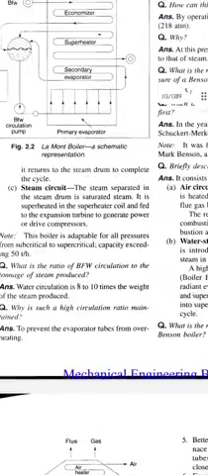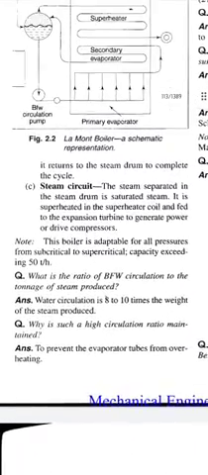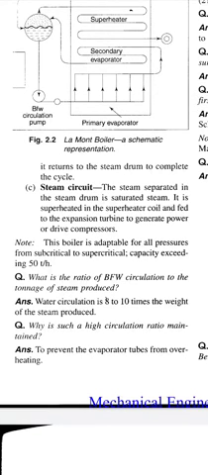So next question. What is the ratio of boiler feed water circulation to the tonnage of steam produced? Water circulation is 8 to 10 times the weight of the steam produced. Why is such a high circulation ratio maintained? To prevent the evaporator tubes from overheating.